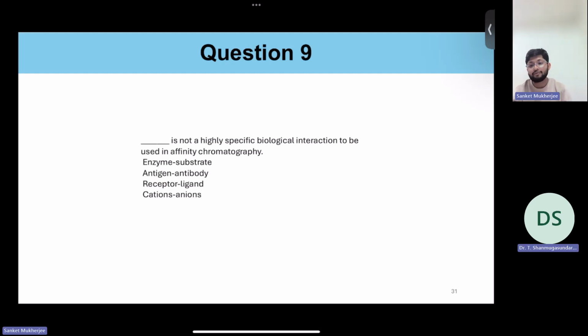Enzyme substrate is specific. It's very specific. Antigen antibody is as specific as well. Receptor ligand is also specific. What is not specific is cation and anion. Any cation, any anion can bind together. It's basically the principle of ion exchange, if you remember. Yes, yes.